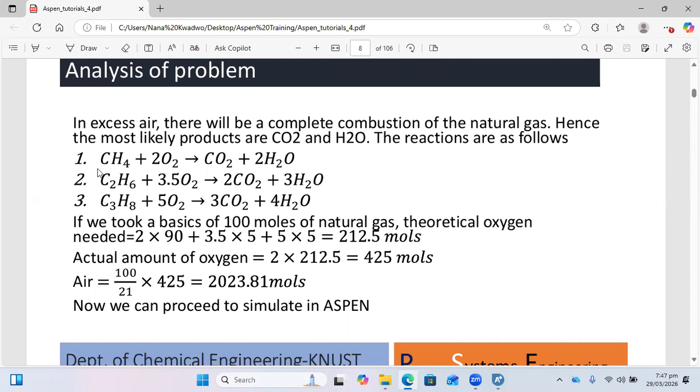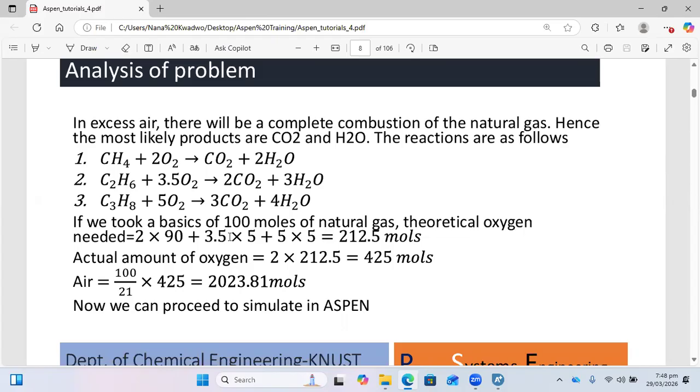And we see that for every mole of methane, we need 2 moles of oxygen. For every mole of ethane, we need 3.5 moles of oxygen. For every mole of propane, we need 5 moles of oxygen. So we can use this to determine how much oxygen we'll need theoretically.